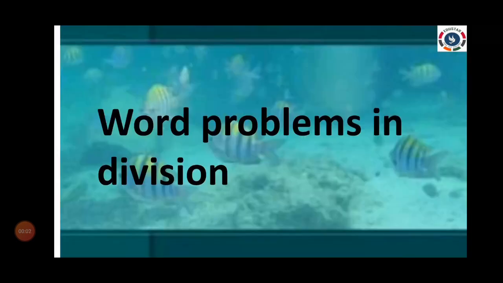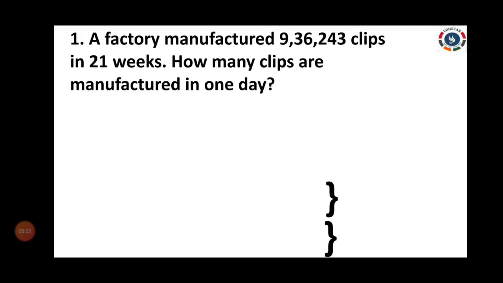Now I am going to explain word problems in division. Are you ready to listen now? Number 1. A factory manufactured 9,36,243 clips in 21 weeks. How many clips are manufactured in one day? They give more values, but they are asking to find only one day. So we want to divide the two values.